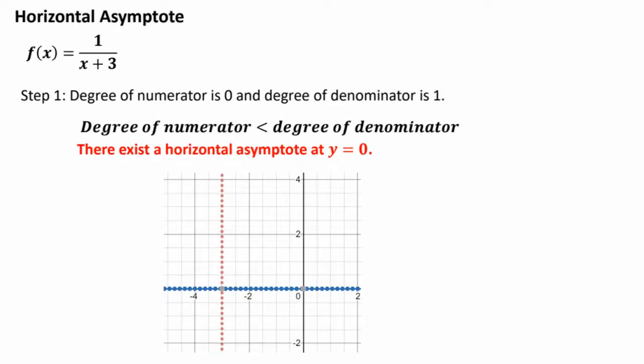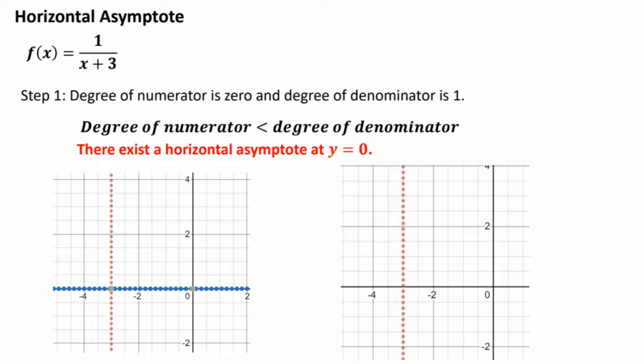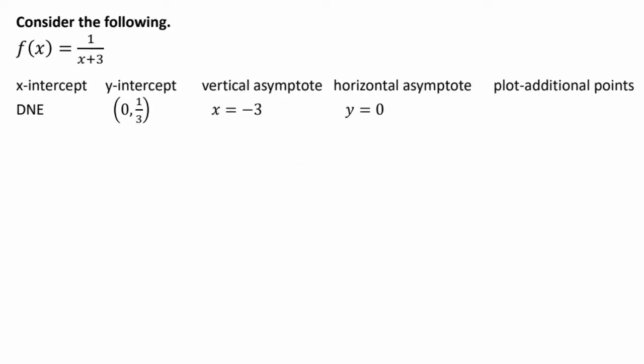Again, we represent asymptotes as these imaginary lines, as dashed lines on our graph. So y equals 0 is represented by this blue one. All right, so we have these two things. Let's continue. We found our x-intercept, we found our y-intercept, we have our vertical asymptote, and we have our horizontal asymptote. They're asking us to graph this function, so let's plot some additional points to help us.